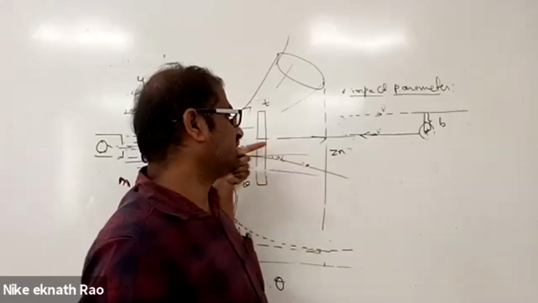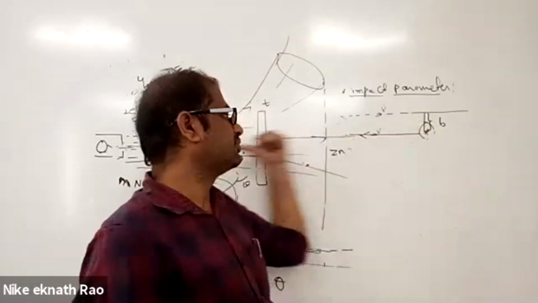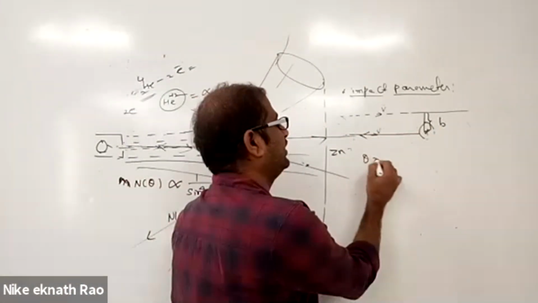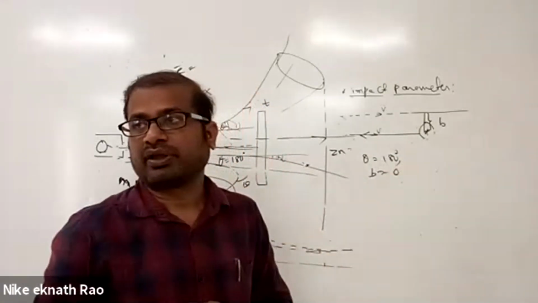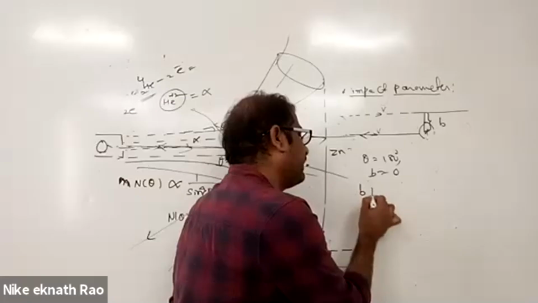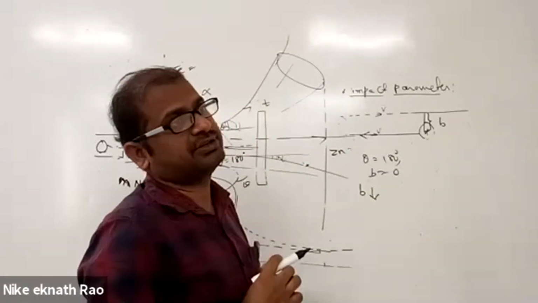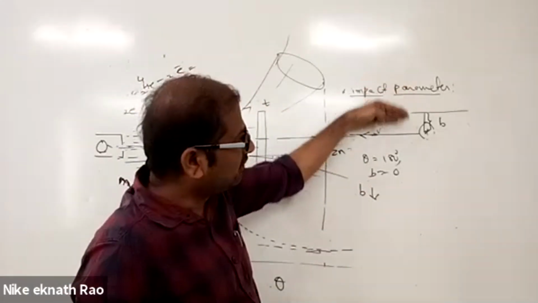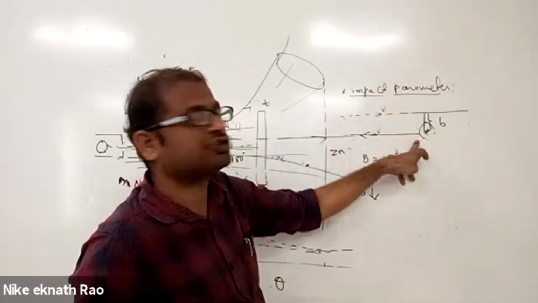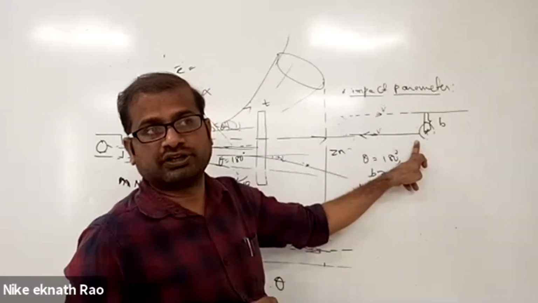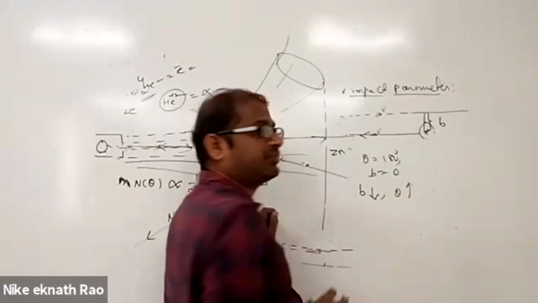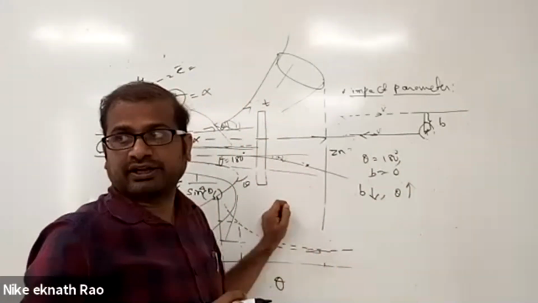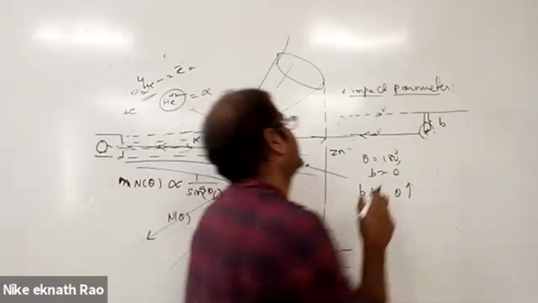And for the particles which are hitting a straight path and bouncing back through an angle of scattering of 180 degrees, what is the impact parameter value? b is equal to 0. And the smaller the impact parameter, the closer the alpha particles come to the nucleus. So what happens now? They scatter to a larger angle.